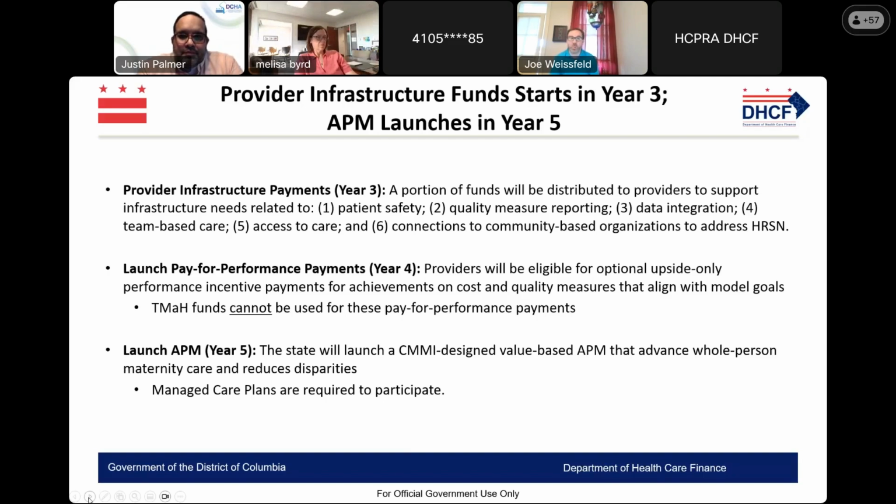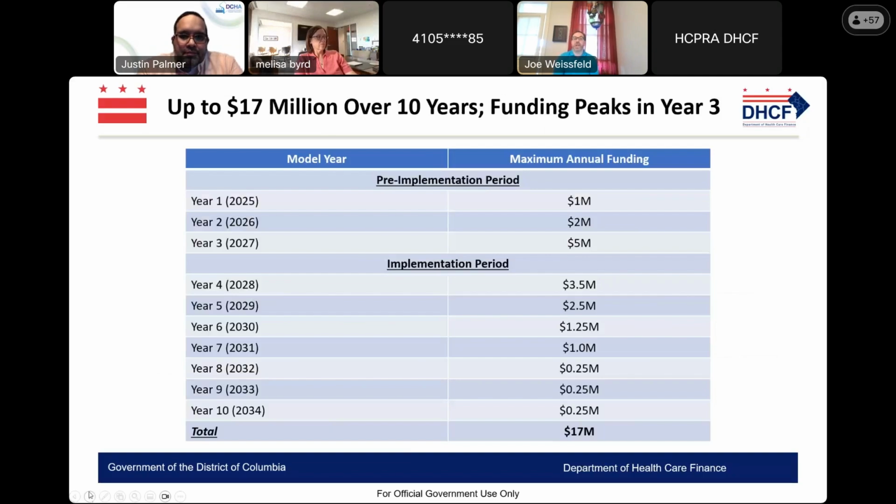So I think I have just one more slide, and this is just to highlight how the money is available, what money is available year to year if we were able to get that full $17 million.